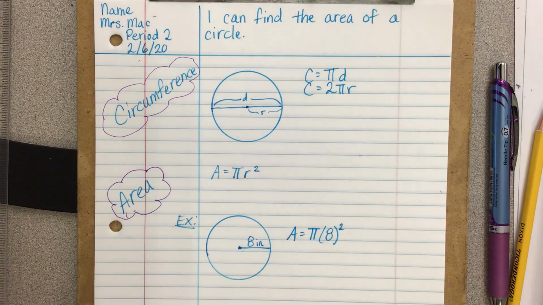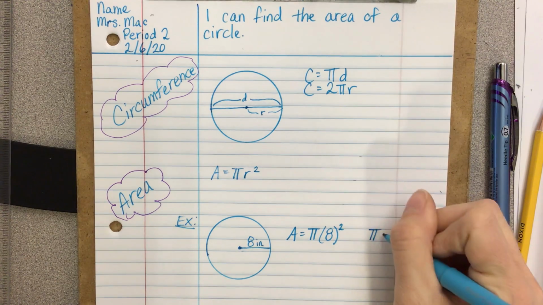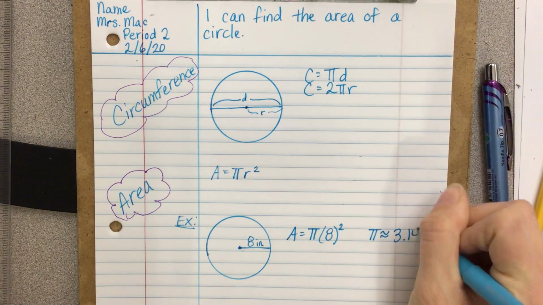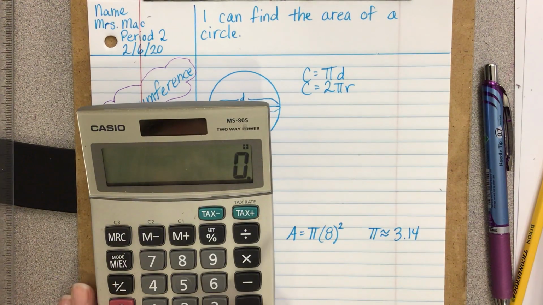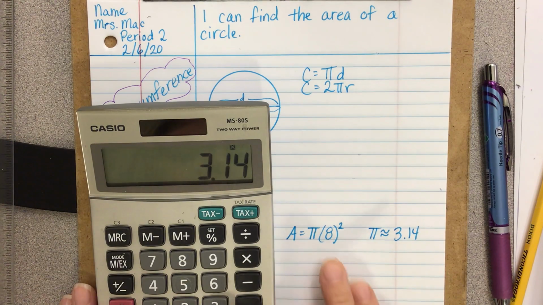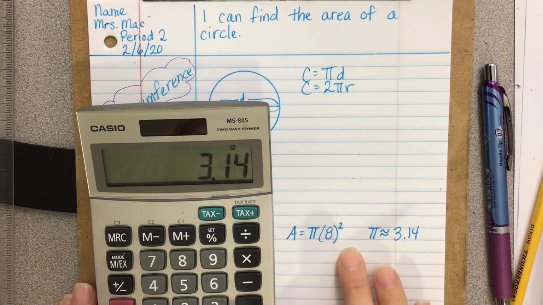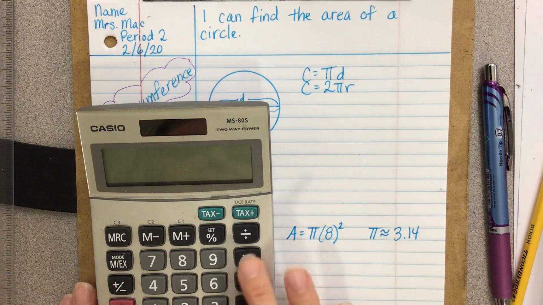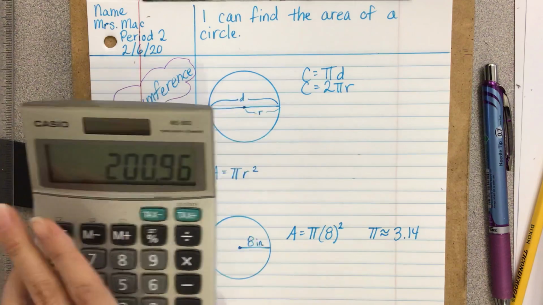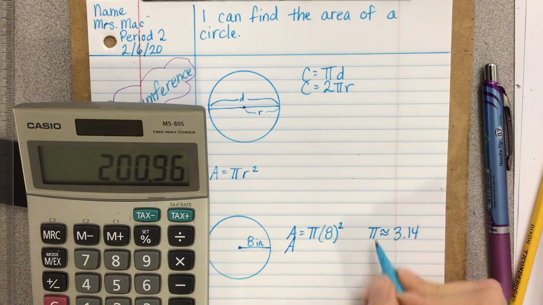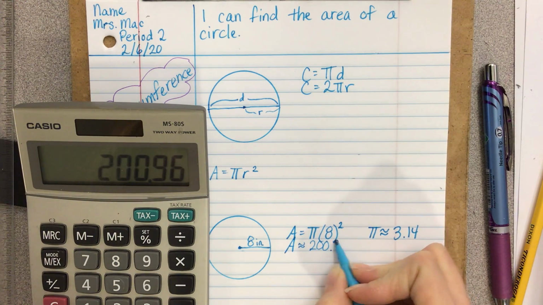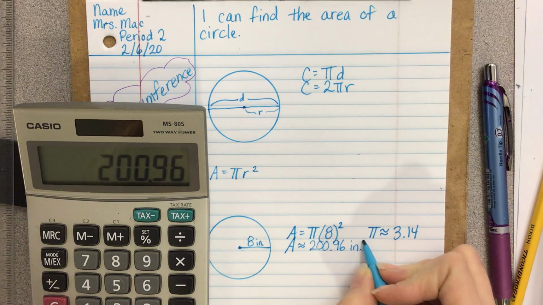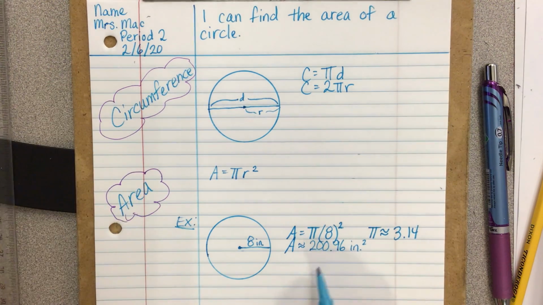Now when I'm typing this into a calculator, if you don't have a pi button, we're going to use an approximation for pi, and it is 3.14. So when I type it into my calculator now, I'm going to do 3.14 times. Now 8 squared is just 8 times 8. So I'm going to go times 8 times 8. And there's my area. Now, this is an approximation, so we use these little squiggly symbols to say that it's approximately 200.96 inches squared. Okay, so that's our area.